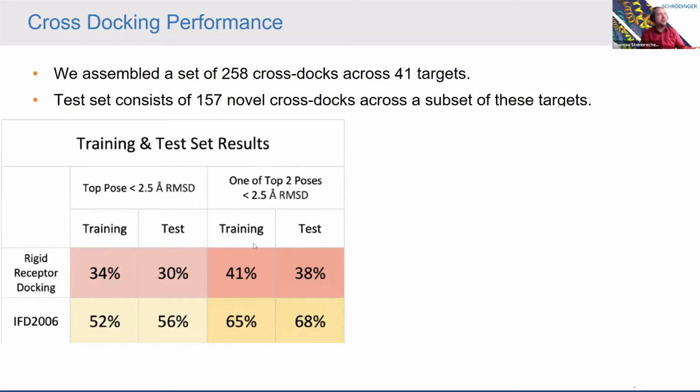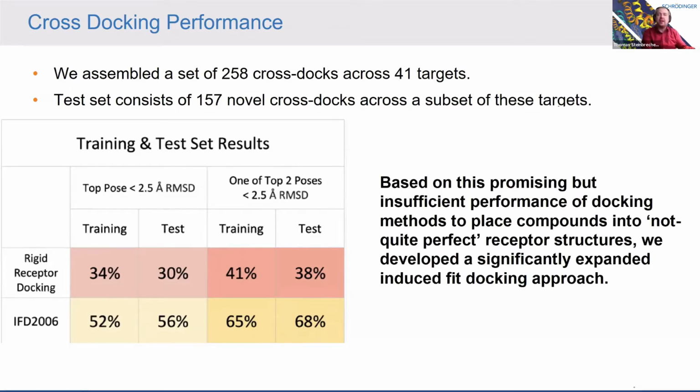And if I relax my consideration and say I want one of the top 2 poses to be in good agreement to the known bound pose of the ligand, then both methods get about 10 percentage points better. So clearly, some promise. Docking methodologies are capable of finding the right poses, but with, I would argue, insufficient performance to be truly reliable. Even if it's 2 out of 3, that's probably not a good enough structure to base a whole lot of additional work on without further validating it.